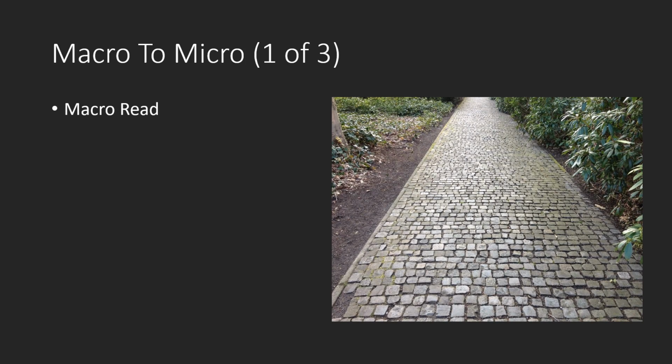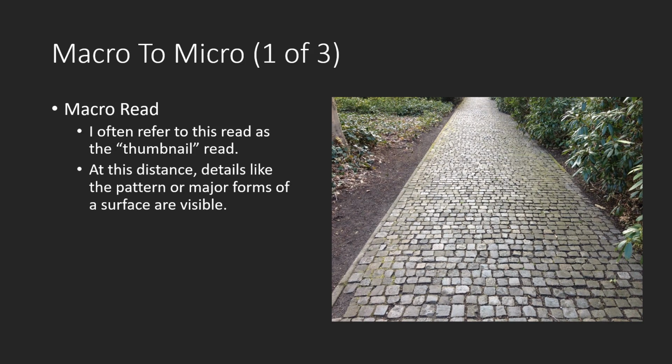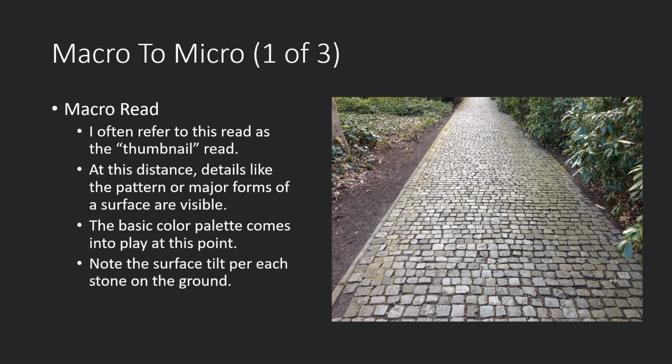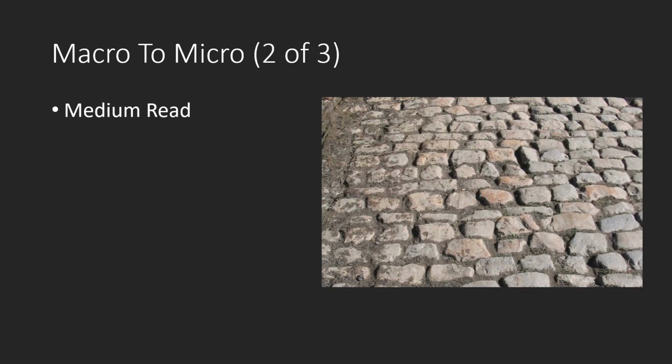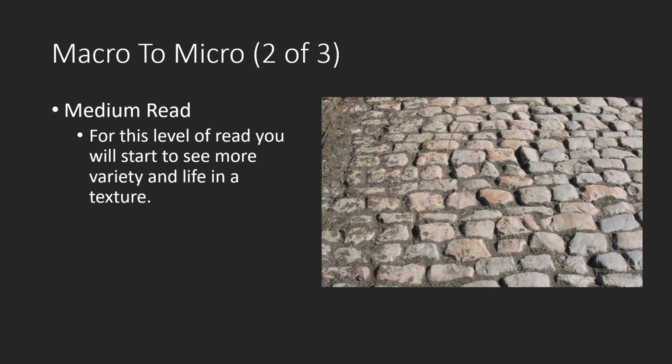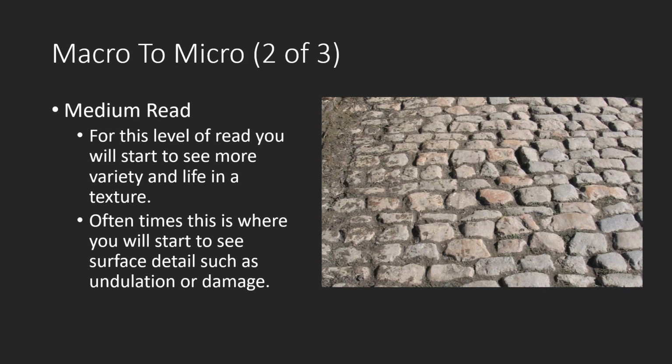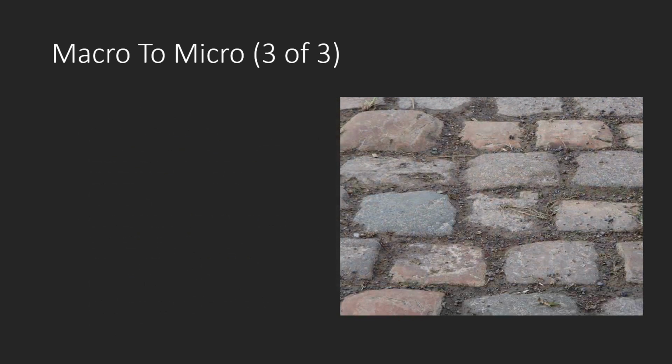If I'm looking at this reference here, I'm pulling inspiration for the macro read. I often refer to this as the thumbnail read. At this distance, details like the pattern or major forms of a surface are visible. The basic color palette comes into play, and for this specific reference, you can start to see that there's tilt in the stones, right? At a medium read, you start to see more variety and life. This is where you will start to see surface details such as undulation or damage, and you have indications of local color variety.